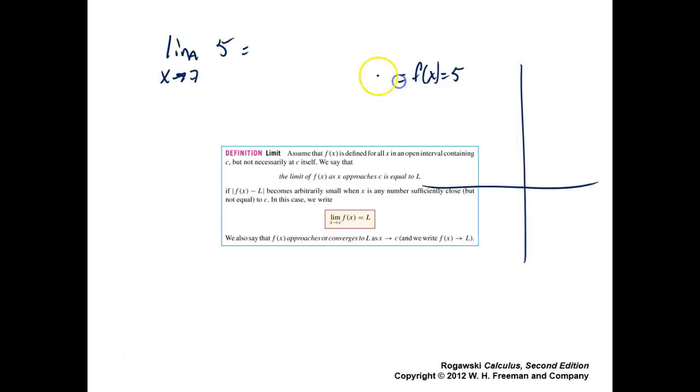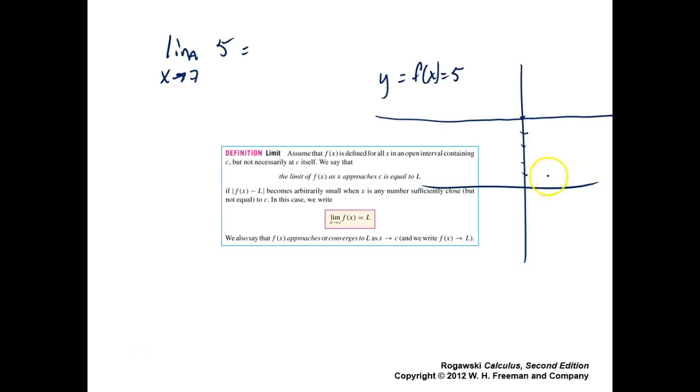Very good. f of x is always y. Remember that, a great thing to remember. f of x equals y. That's the independent variable and the dependent variable. Where is y equal to 5? Okay, here we go. So there it is. No matter what x you put in there, y is always equal to 5. That's what we call a constant function, isn't it?